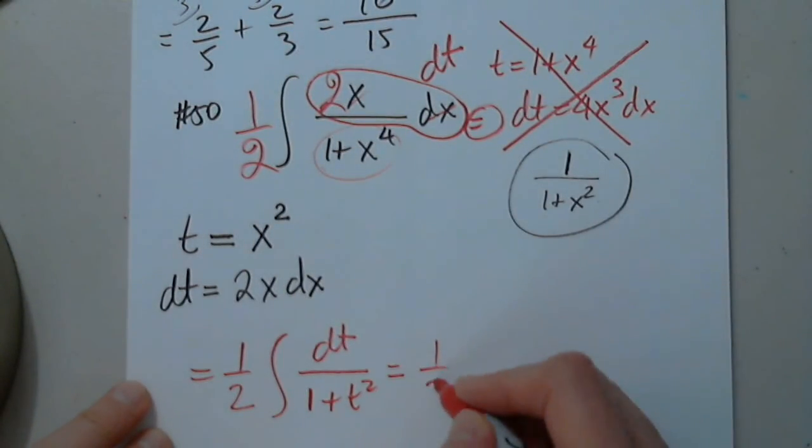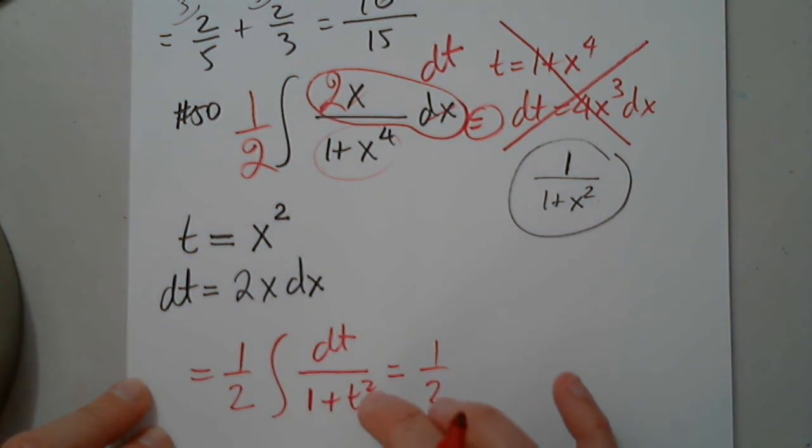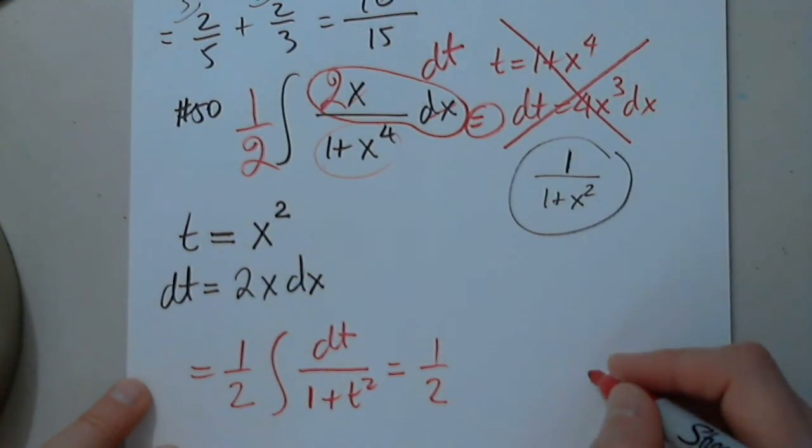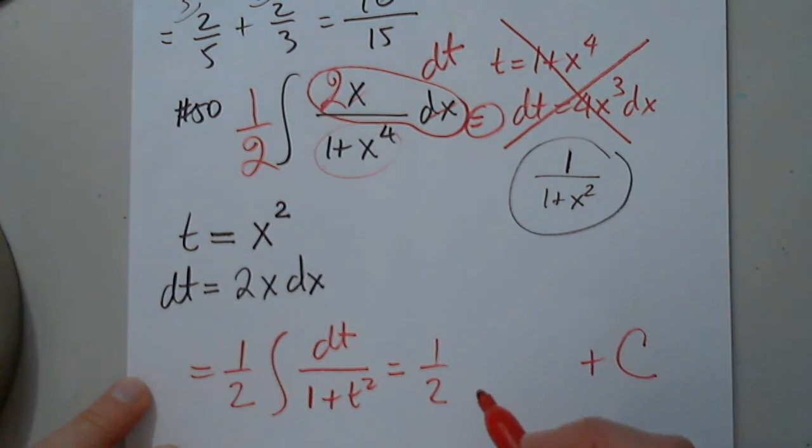So then 1/2 in front. What function prime is 1 over 1 plus t squared? We used it before today. Arctangent. Very good.